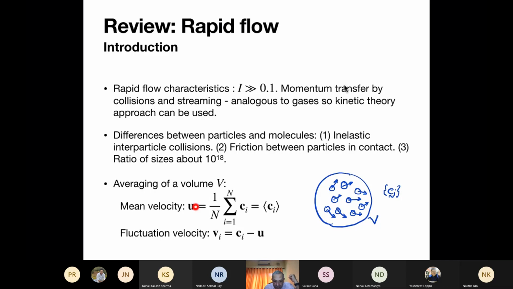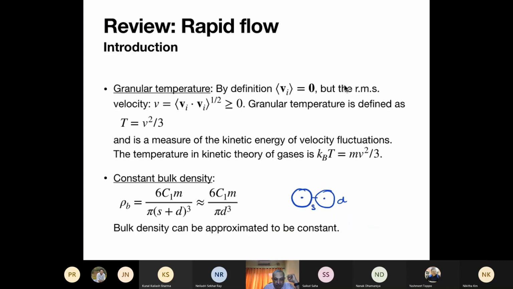We define two quantities: the mean velocity in any volume, which is just the number average, and the fluctuation velocity, which is the actual velocity minus the mean velocity, so this is the deviation from the mean. By definition, the average of the fluctuation velocity is 0. But the root mean square velocity is always positive, and the temperature is defined as this root mean square velocity squared divided by 3. It's a measure of the kinetic energy of the velocity fluctuations of the particles. If you remember kinetic theory, there the temperature is given by Kb, the Boltzmann constant, times the temperature, which is just mv squared by 3. So here we have dropped Kb and m.